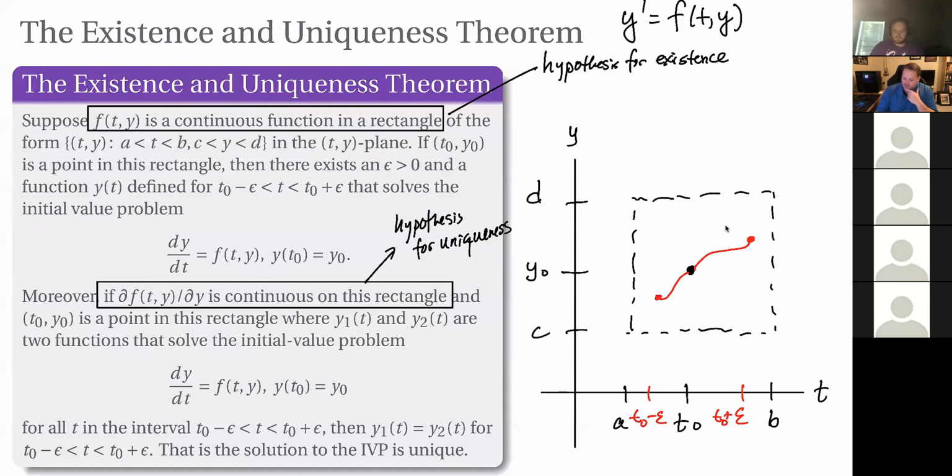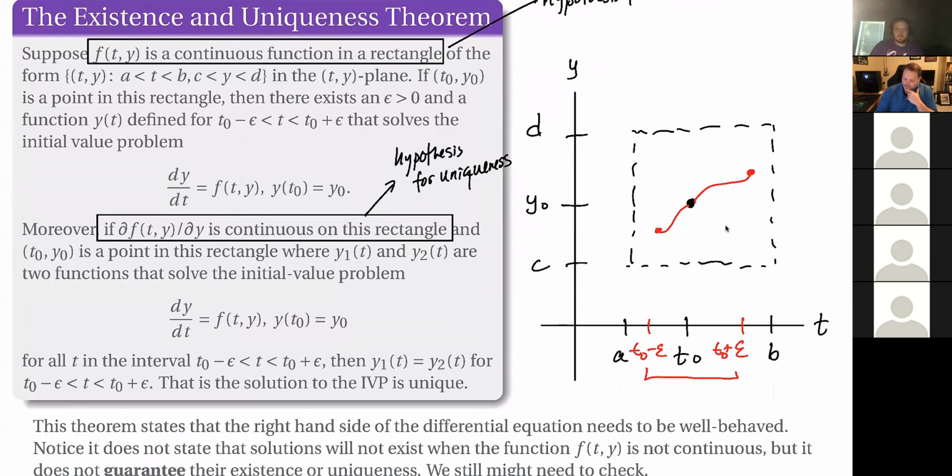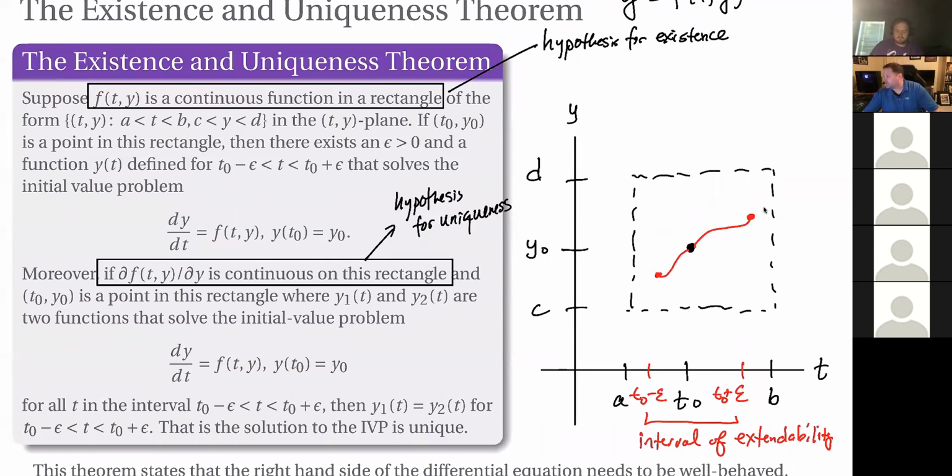So this is called an interval of extendability. And so long as everything inside this rectangle is fine, you can probably extend it all the way out to the boundary of the rectangle.